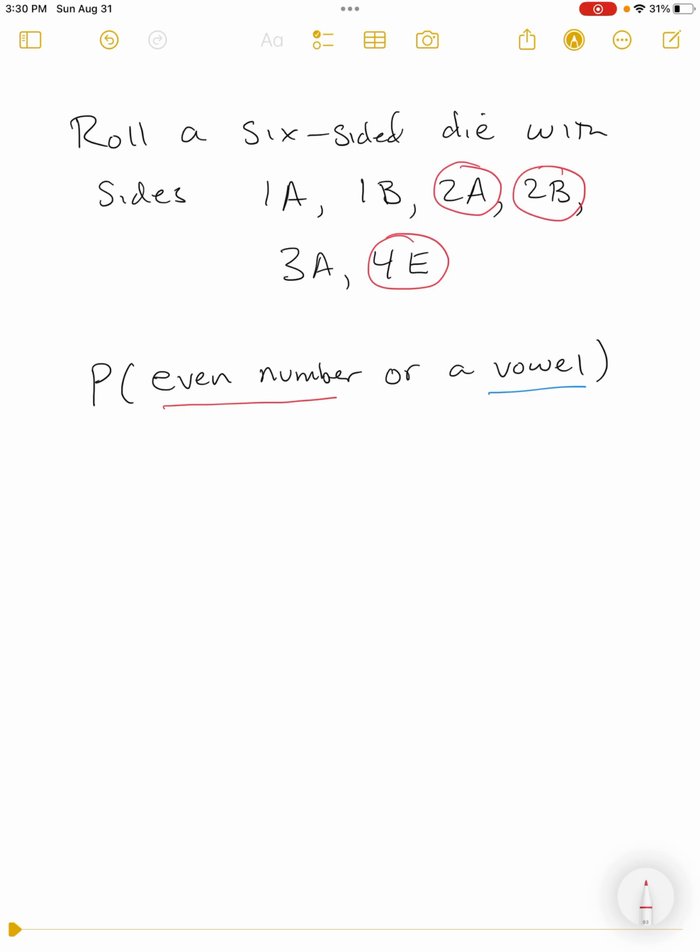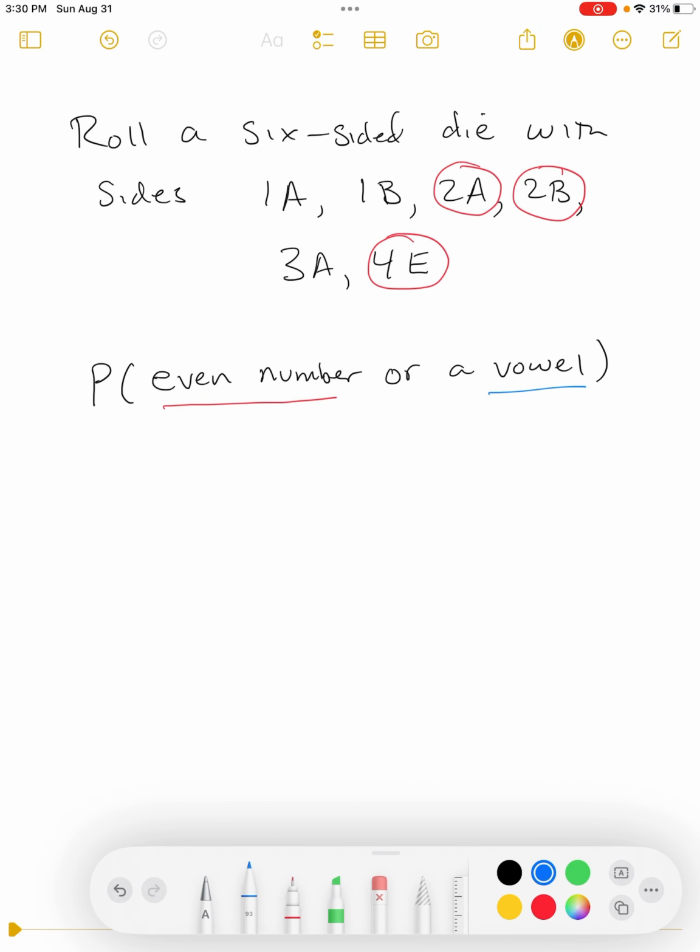Now, A and E are vowels, but that doesn't matter to us because we're focused on an even number. B is not a vowel. Again, that doesn't matter to us because we're focused on the fact that we got an even number. That side of the die is successful because of the red criteria. We're going to be happy if we get an even number. Or it could also be a vowel and we'll be very happy.